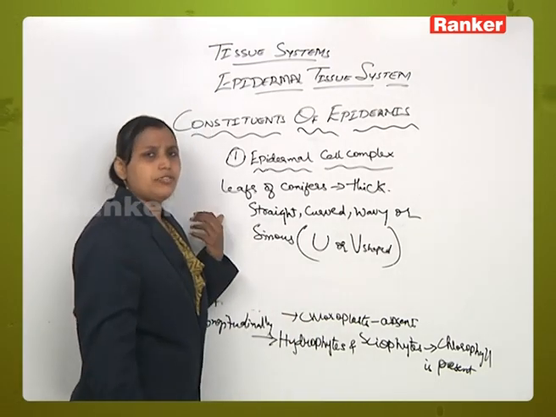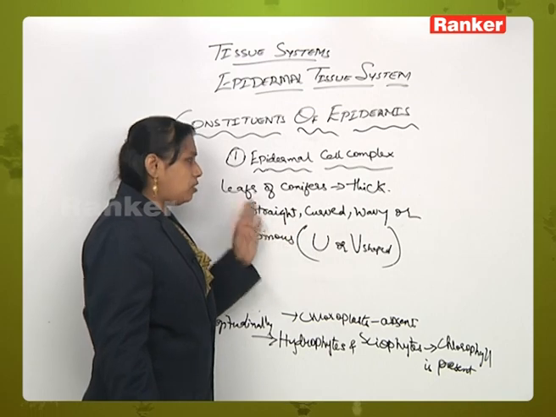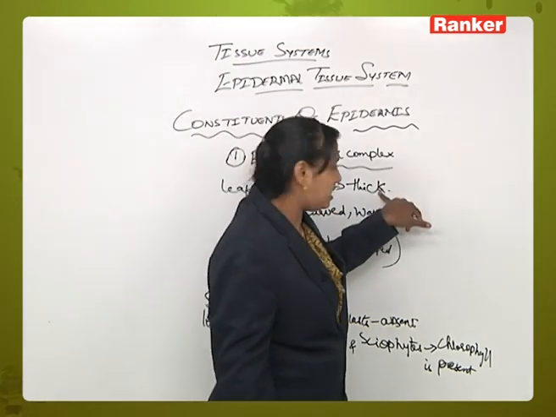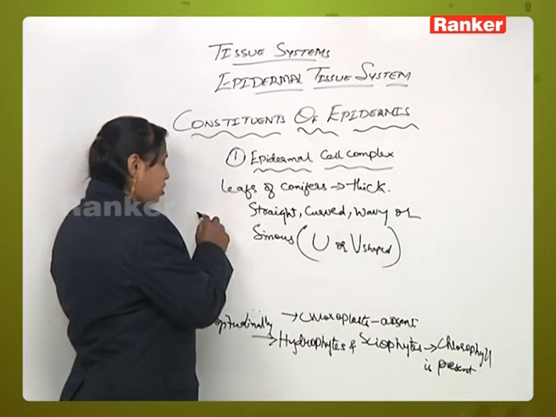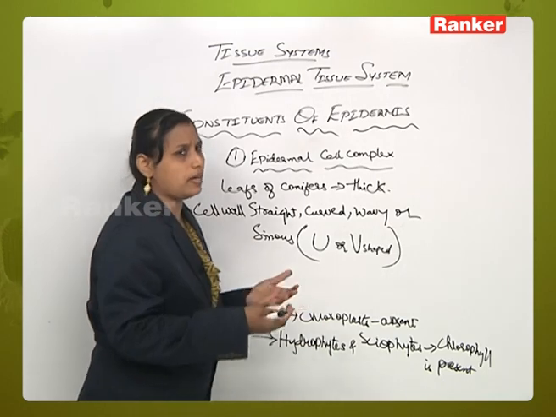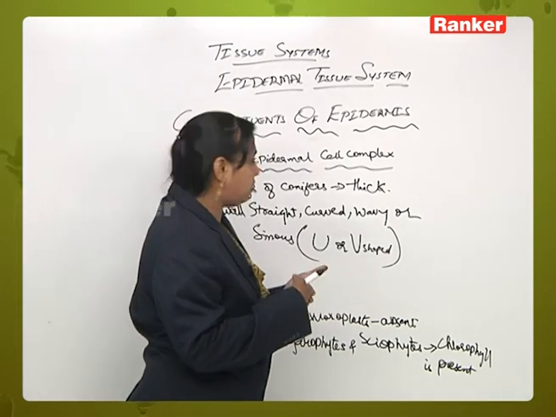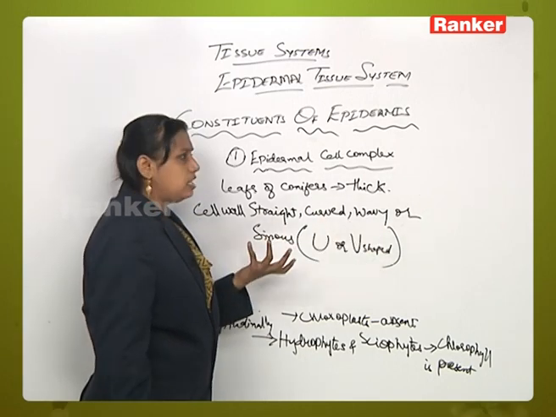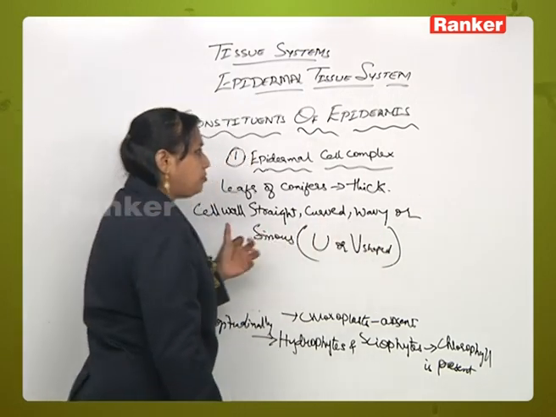If we take the example of a conifer leaf, the cell wall is thick. Now, what is the structure of the cell wall? Normally, what types of cell walls will you see in different plants? Either you will see the cell wall in a straight form, curved, wavy or sinuous. Sinuous means U-shaped or V-shaped.